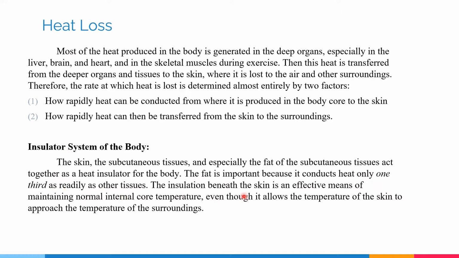The insulation beneath the skin is an effective means of maintaining normal internal core temperature, even though it allows the temperature of the skin to approach the temperature of the surroundings. Essentially, the layers of fat and subcutaneous tissues make sure that the core body temperature is maintained and is isolated from the skin for most of the time, so that heat loss from the core to the surroundings via the skin cannot occur readily.